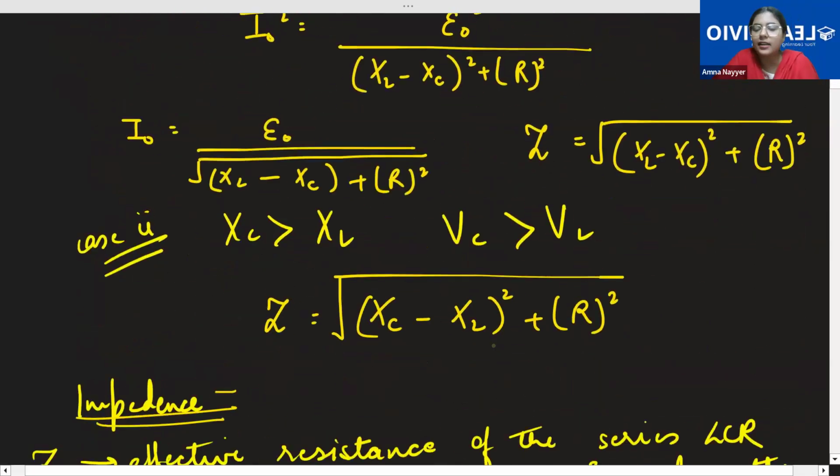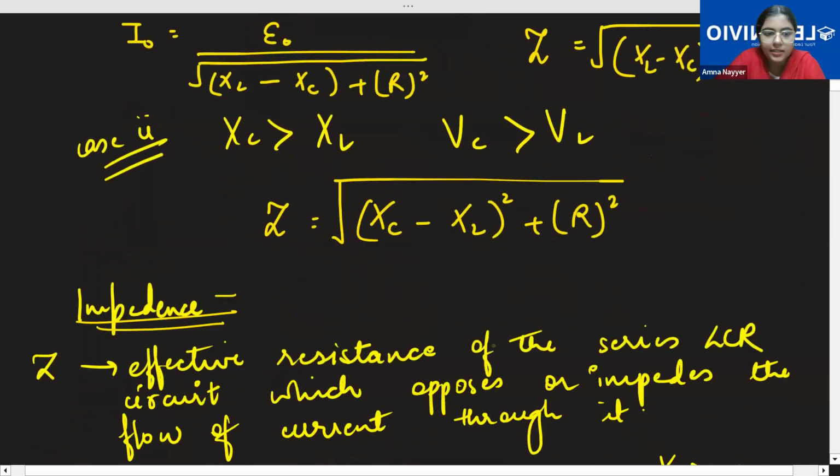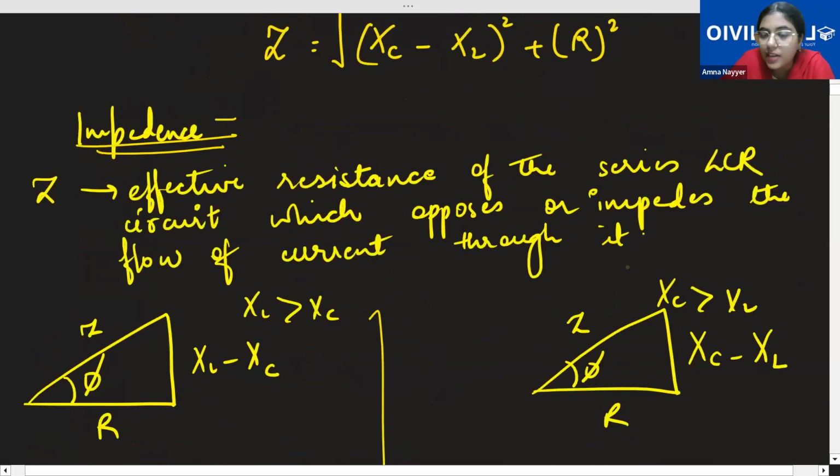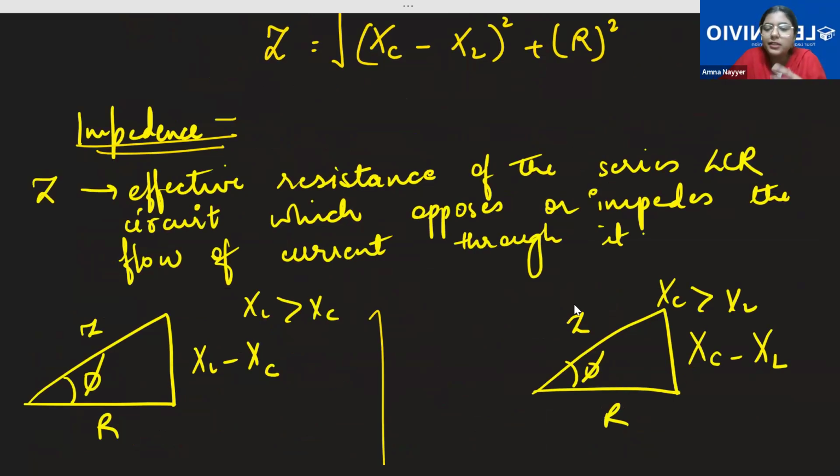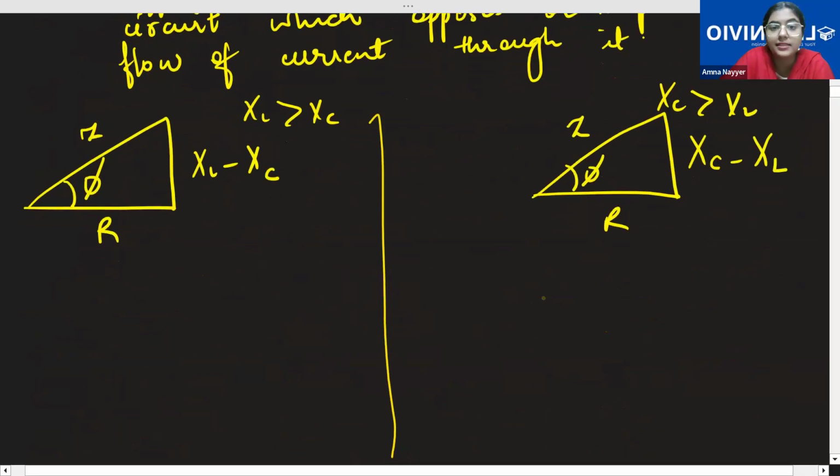Now in two cases that depends. So yes, you were asking about impedance. It is the effective resistance of the series LCR circuit which opposes or impedes, impedes means to oppose, the flow of current through it. This is represented as Z.